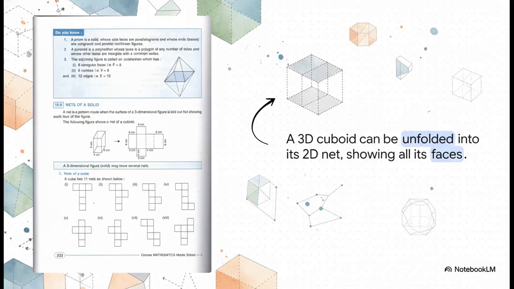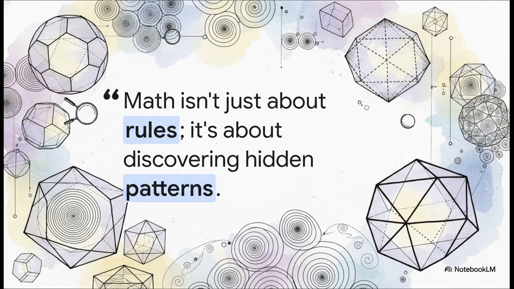And here's a perfect example. You see the 3D box on the left, right? And then on the right, that's its net, all 6 of its faces unfolded and laid out completely flat. It's such a cool way to see that connection between a 3D object and its 2D pattern. You know, if there's one big idea to walk away with today, it's this. Math isn't just about memorizing a bunch of boring rules. It's really about being a detective. It's about looking at the world around you and finding these amazing hidden patterns that tie everything together.